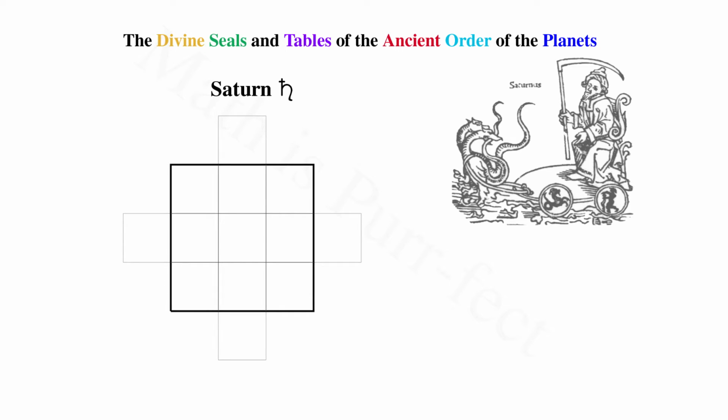To create the magic square associated with the planet Saturn, we begin with the number 3. That is, we create a 3x3 diagonal grid and highlight the 3x3 box inside.